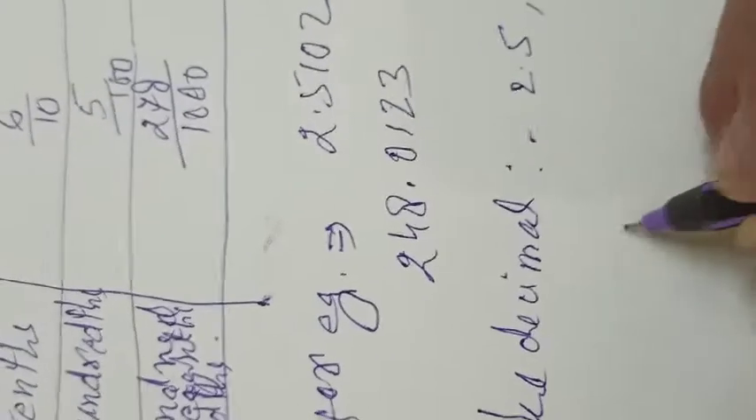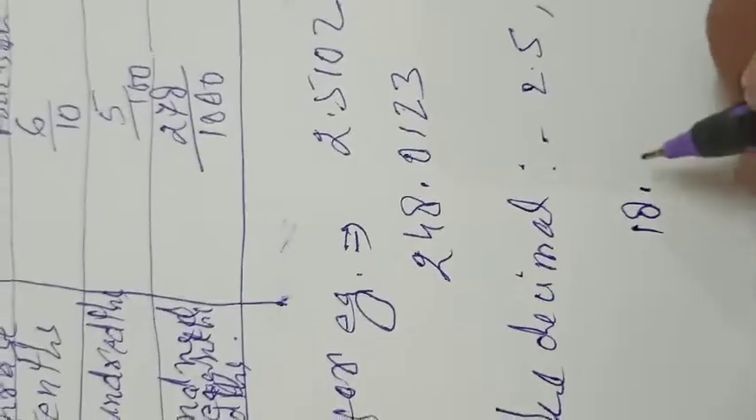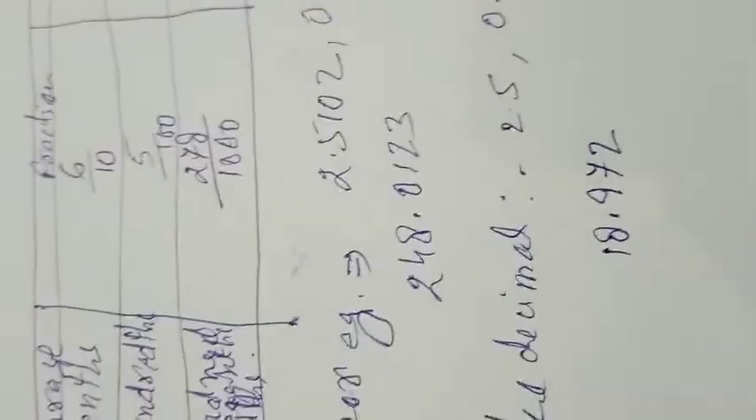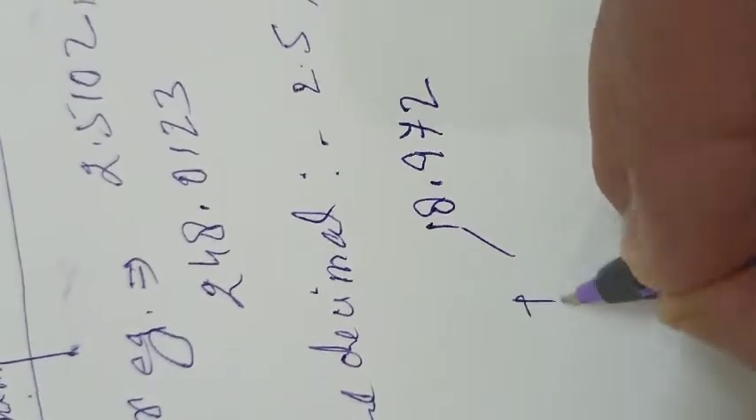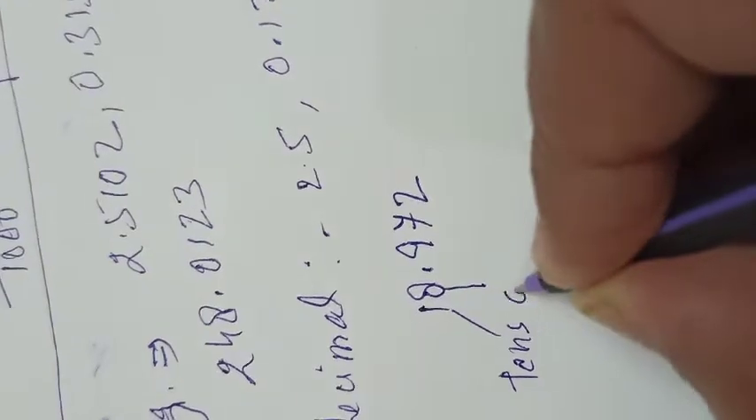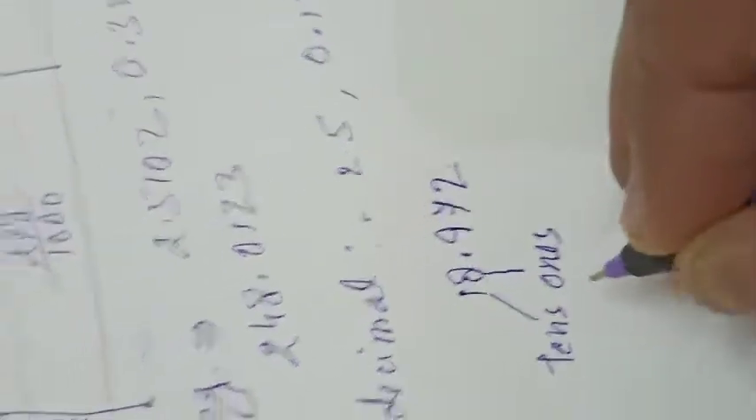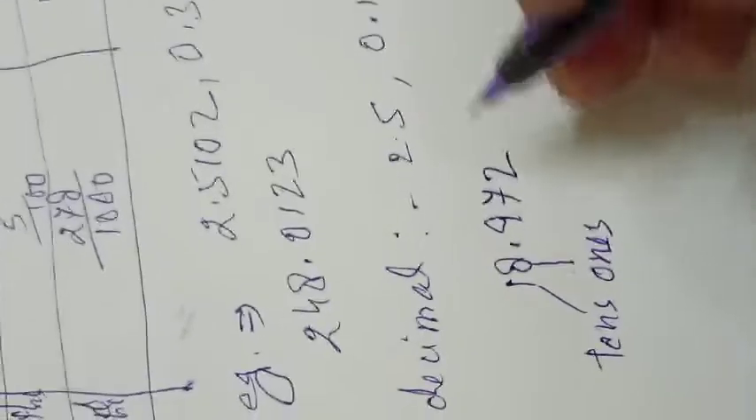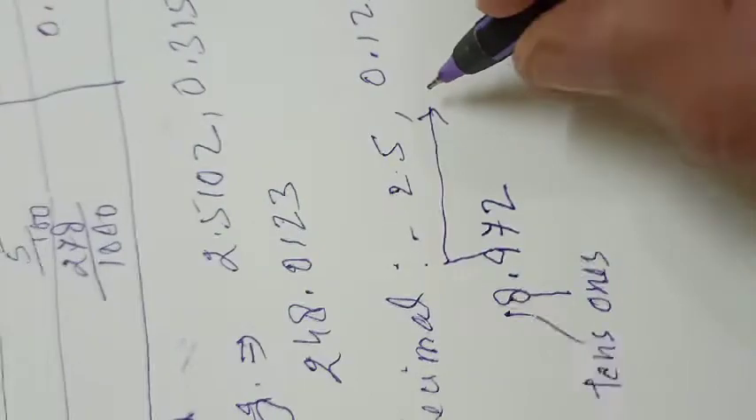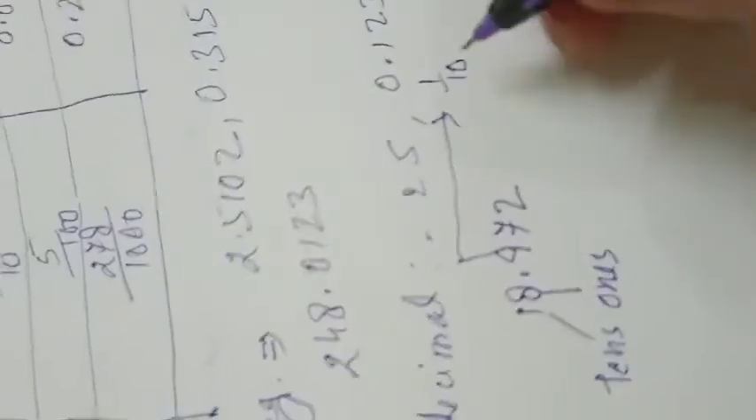Now I will explain to you. Suppose 18.972 is given. After the decimal we read digit by digit. So here 1 is the tens place, this is the ones place. Then 9 is 1 by 10, that is the tenths place.